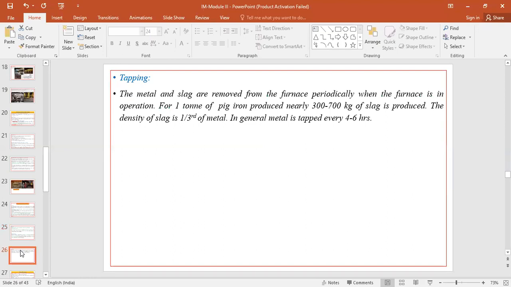The other one is the tapping. Tapping is nothing but removing the liquid products from the blast furnace. Not only the blast furnace, from any furnace or any converter, whatever it may be, transferring the liquid products into the ladles is called tapping.